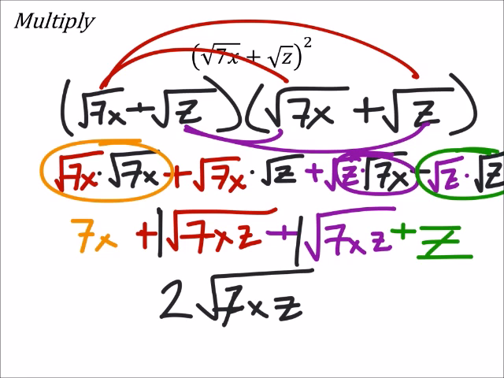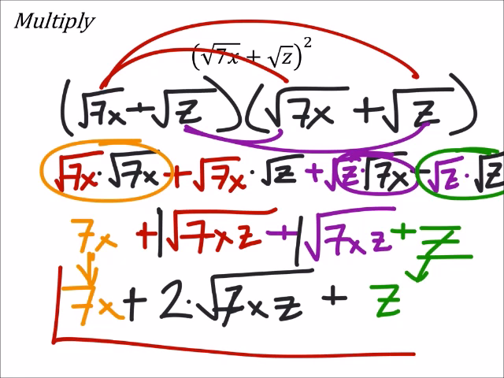All right, and then we have the rest of this stuff. We just still have that 7x, and we still have the z. And that would end up being a positive 2 times the square root of 7xz, and that's a positive z right there. So I don't see any other terms to combine or anything else to simplify in this. That's how I would leave my answer.